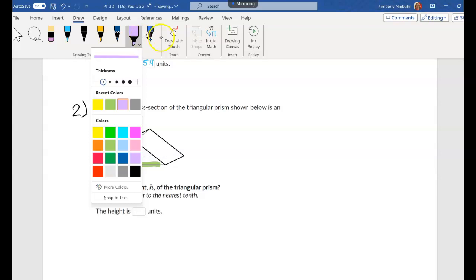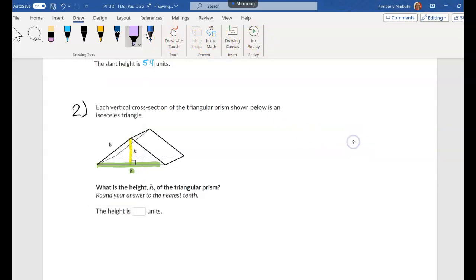Is this the same one? Yeah, we are. Oh, Miss Niebuhr. Okay.